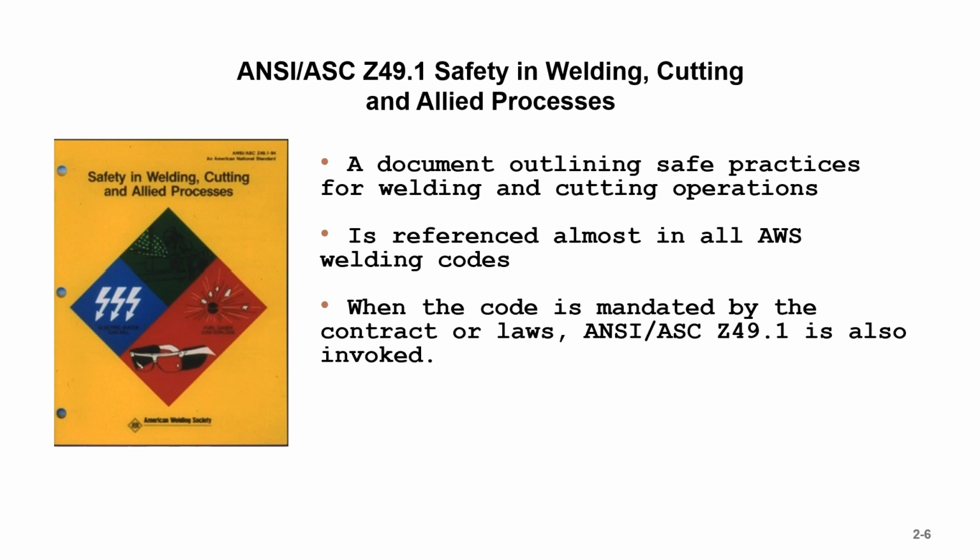Almost every welding code is going to kick this out, especially the American Welding Society codes, D1.1 and other welding codes. They're going to reference this document. When the code is mandated by contracts or law, this one's almost always invoked. I'm not going to dig too deep into it, but this is probably the most comprehensive document in North America on safety in welding, cutting, and allied processes. The American Welding Society puts this out. They put a lot of time and money into it, but you can download a free copy if you're interested in reading the whole document.